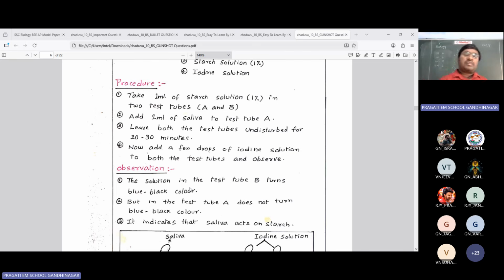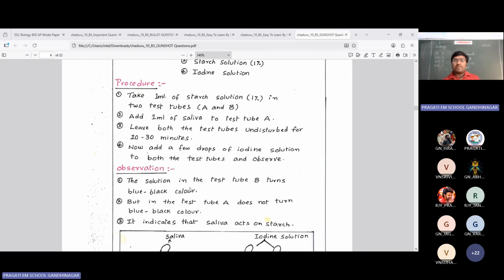See, after adding starch solution in both the test tubes, add 1 ml of saliva to test tube A only. 1 ml of saliva in test tube A only. And we have to leave both the test tubes undisturbed for 20 to 30 minutes. Then, after 20 to 30 minutes, add a few drops of iodine solution to both the test tubes and observe.